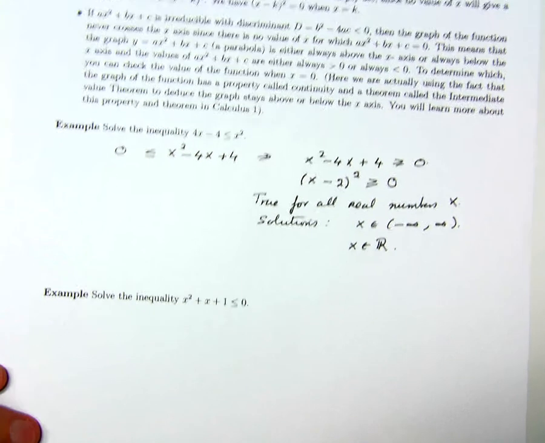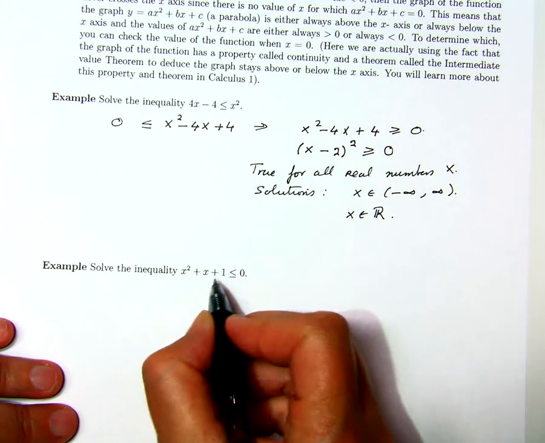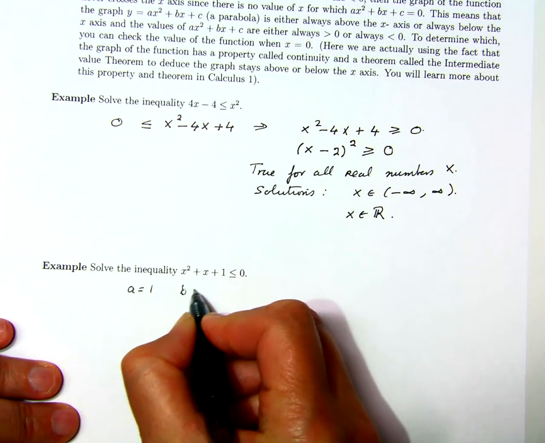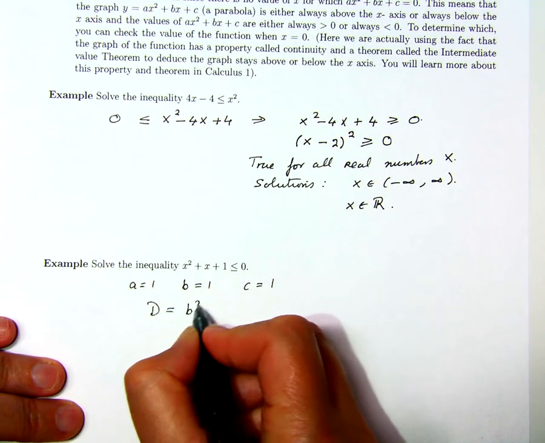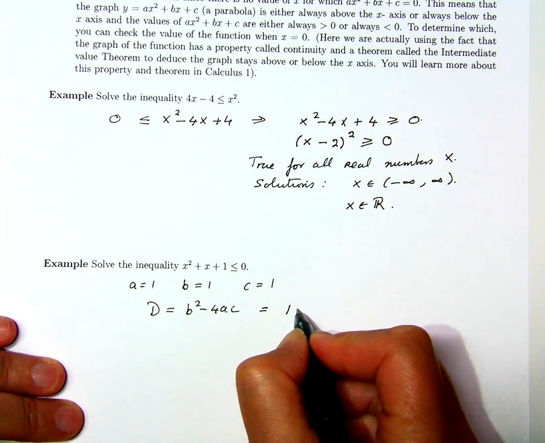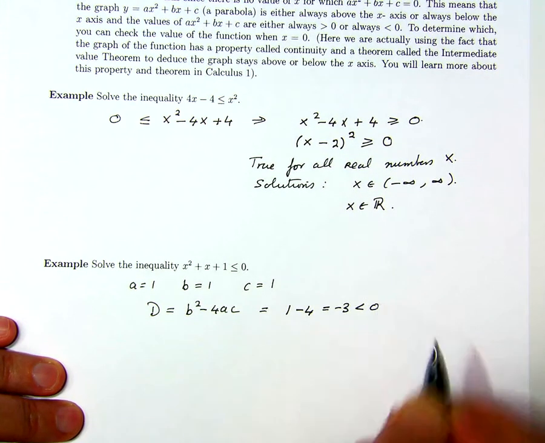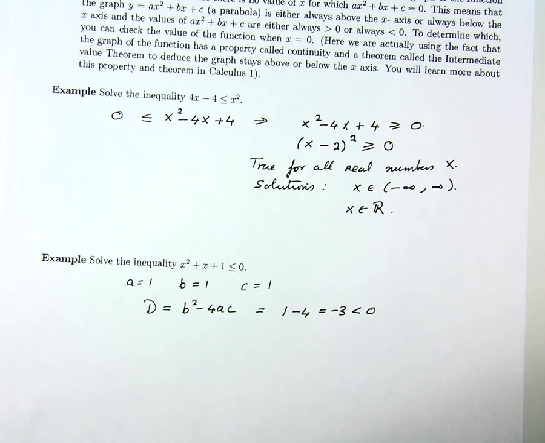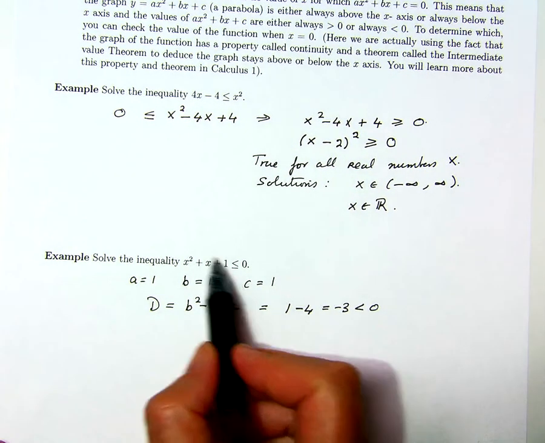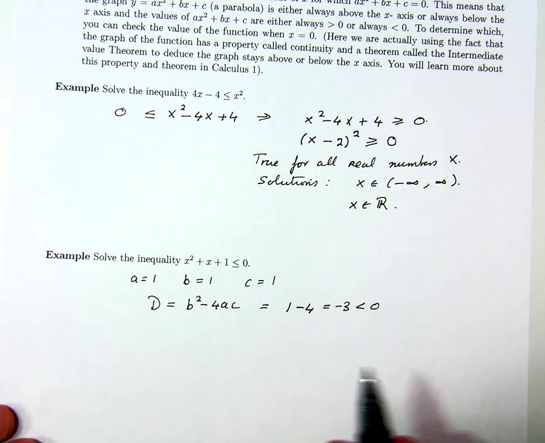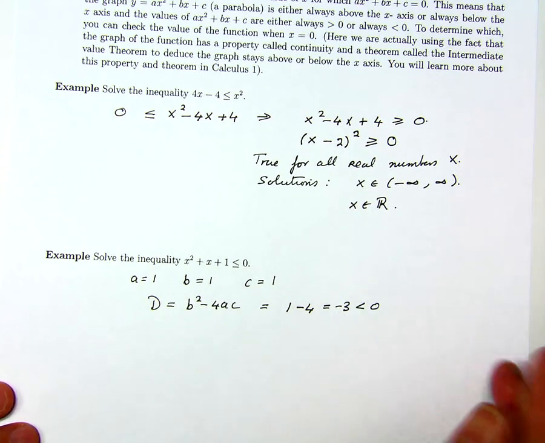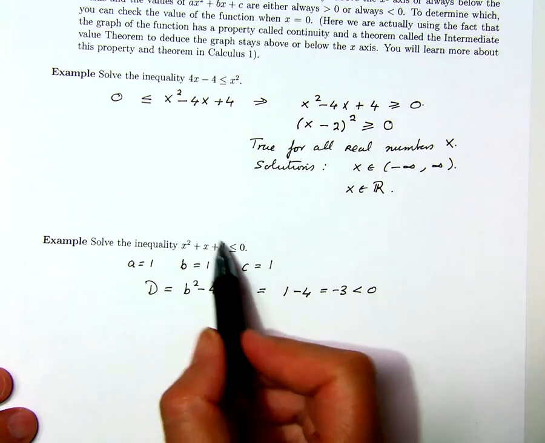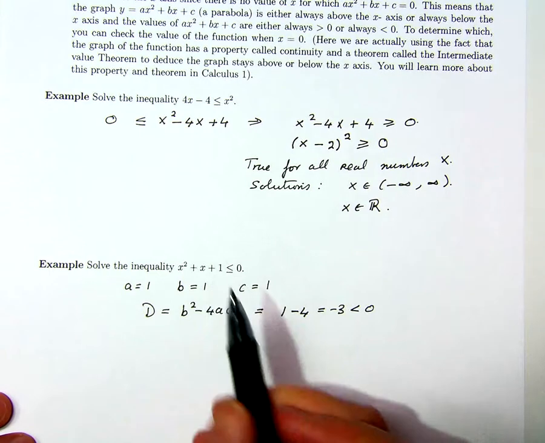For the next one, I'm going to check the discriminant. Here we have a equals 1, b equals 1, and c equals 1. And we have the discriminant is b squared minus 4ac, which is equal to 1 minus 4, which is minus 3, which is less than 0. And so, try as I might, I cannot find real factors to this, or real solutions to x squared plus x plus 1 equals 0, because this discriminant is negative, and when I try to use the quadratic formula, I get the square root of a negative number. And so therefore this thing is irreducible. So the reasoning here applies. It's either always positive or always negative.